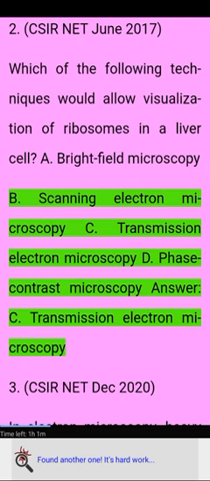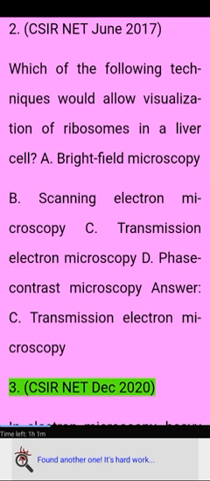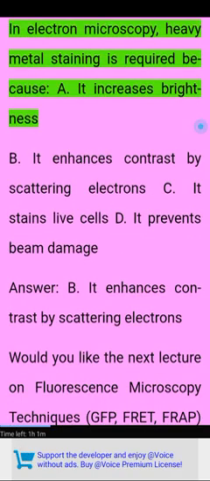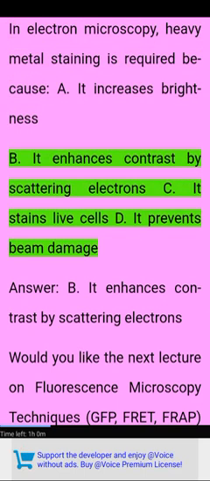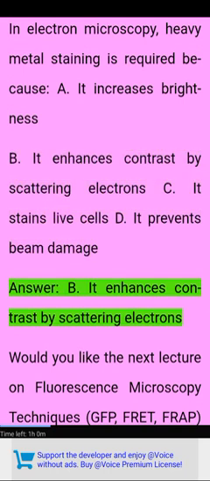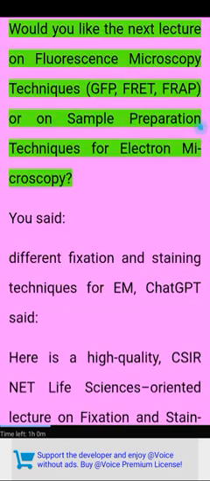Transmission electron microscopy. 3. CSIR-NET Dec 2020. In electron microscopy, heavy metal staining is required because: A. It increases brightness. B. It enhances contrast by scattering electrons. C. It stains live cells. D. It prevents beam damage. Answer: B. It enhances contrast by scattering electrons.